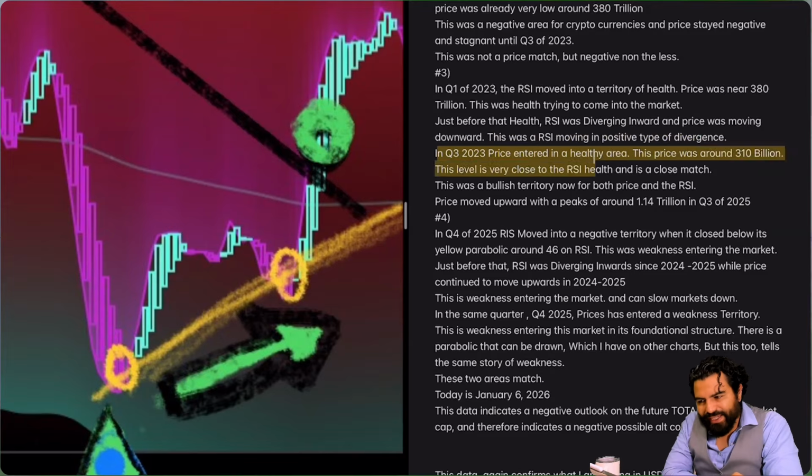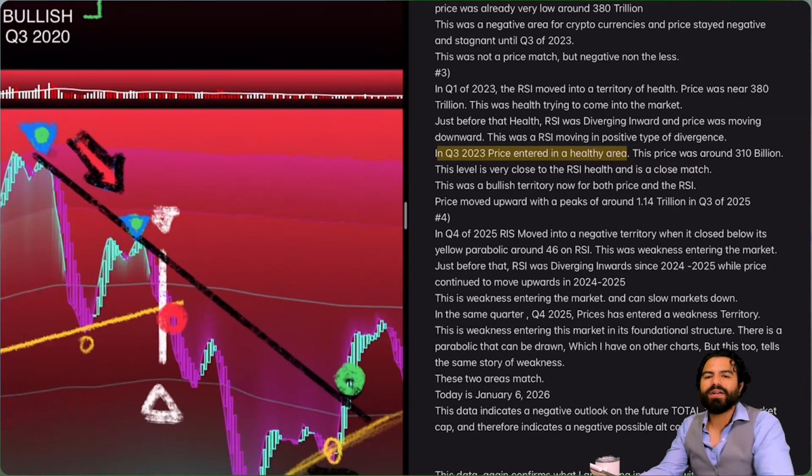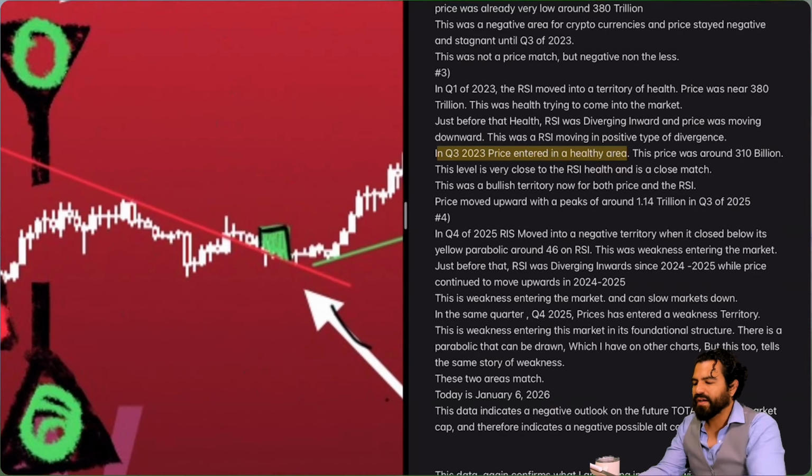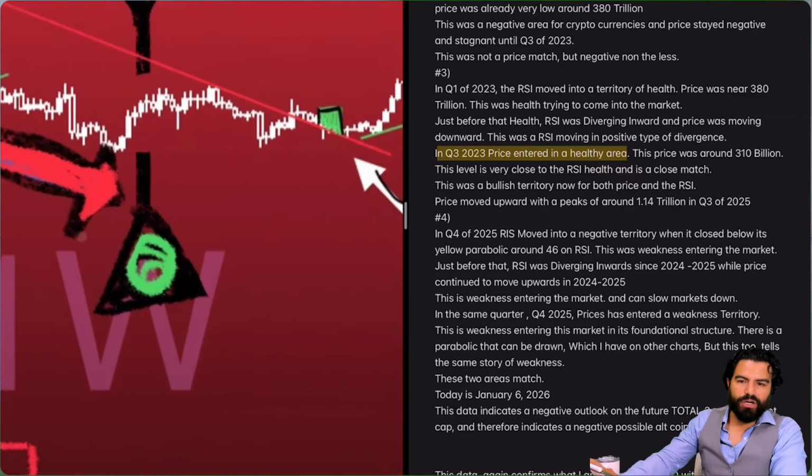In quarter 3, price entered into the healthy area. Price was around 310 billion. So now RSI moves into health and price moves into health where? Much later. So this is a weekly chart, by the way, guys.